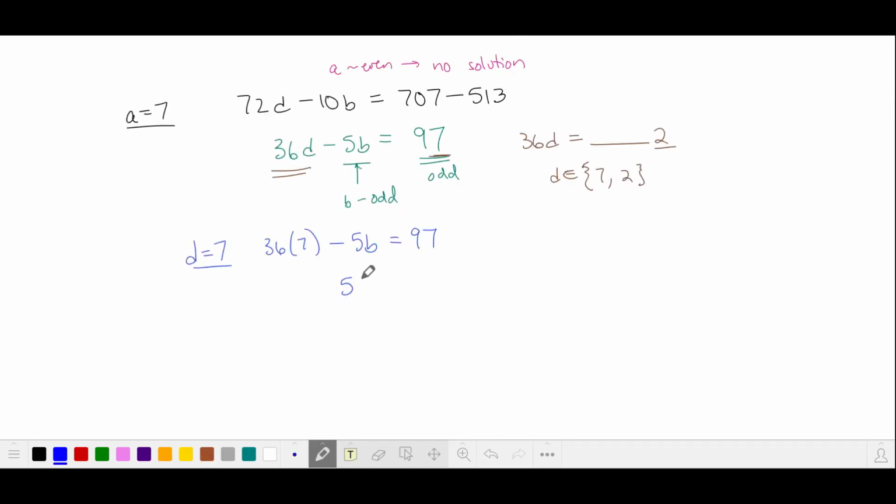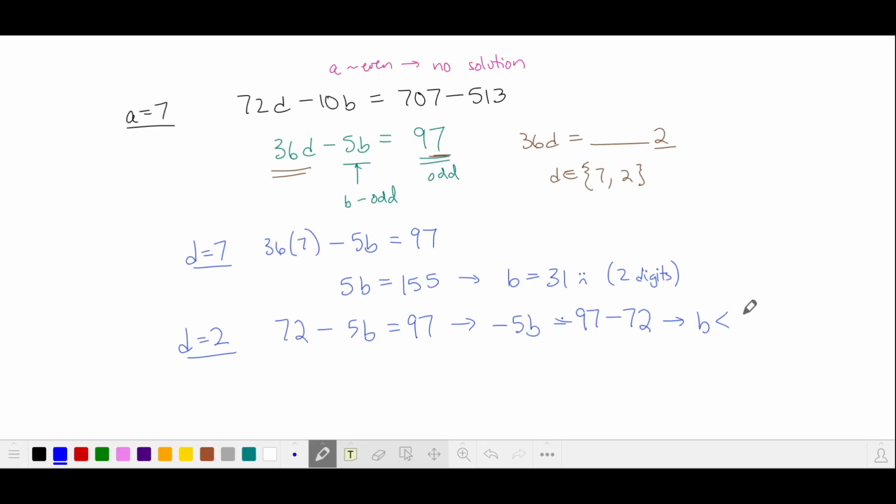As predicted, when we combine the numbers, we get a multiple of 5. But unfortunately, B ends up being a 2-digit number, so it's not a valid solution. We'll try D equals 2. Solving for B, we find that B is negative and also not valid. We'll go on to the next odd value of A, which is A equals 5.